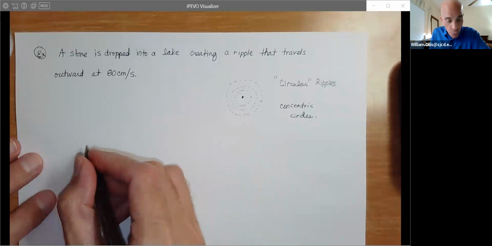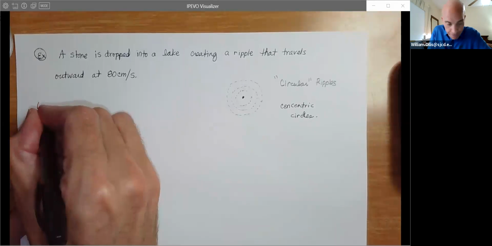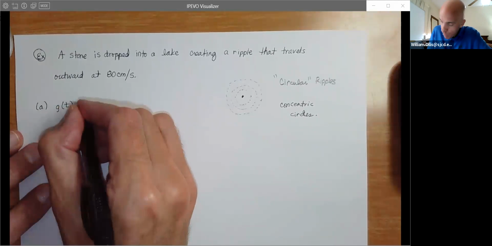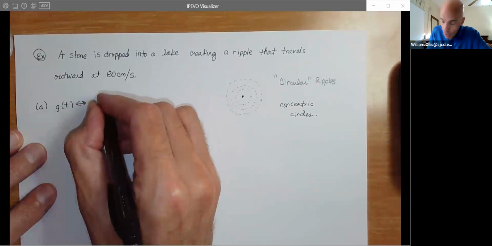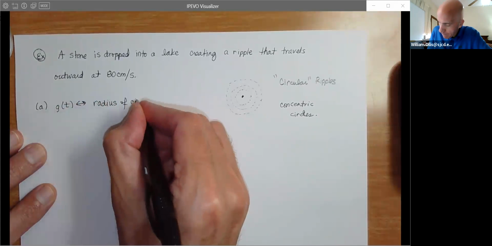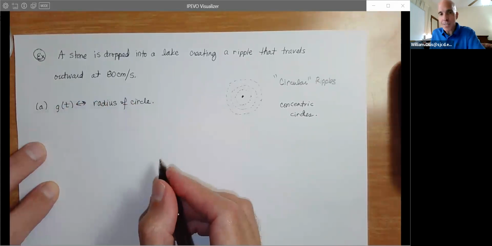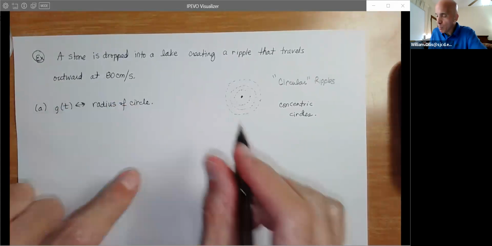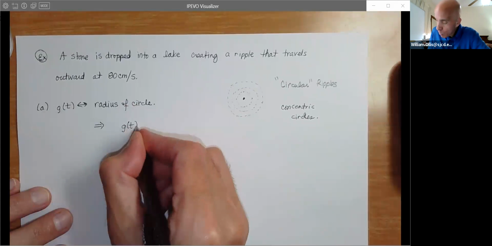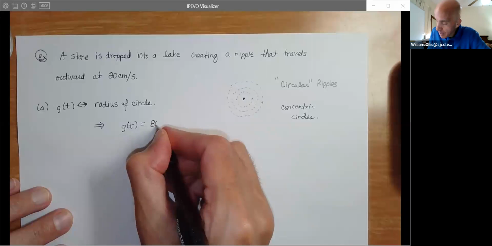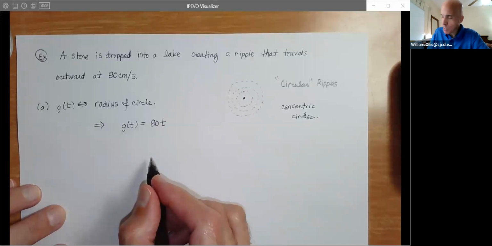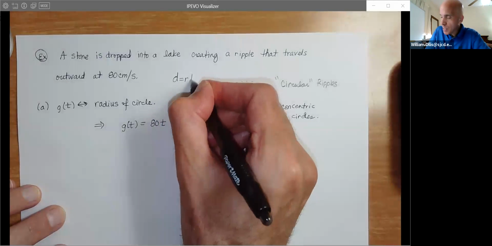Okay, and here's the first question. It says A, g of t corresponds to the radius of the circle. So now this is easy to do. If the ripples are moving out at this rate, this implies that g of t will just be 80 times t. That's just, in this case, rate times time. That'll give us the distance. We know d equals rt. We know this too well.